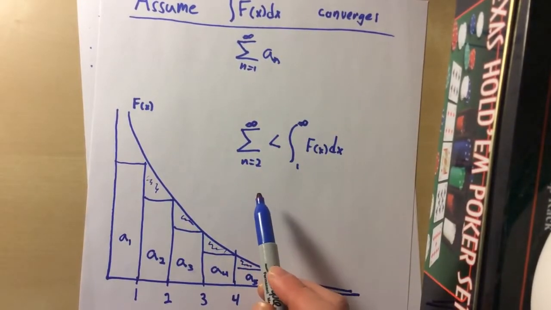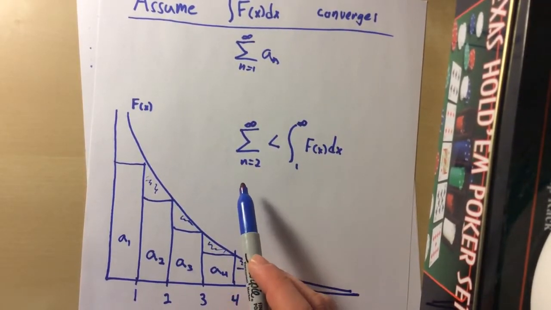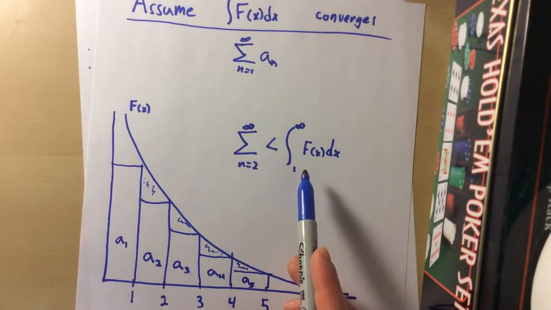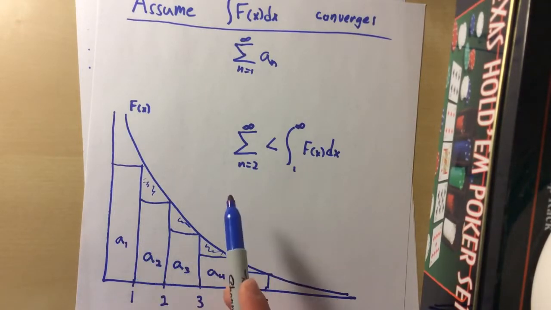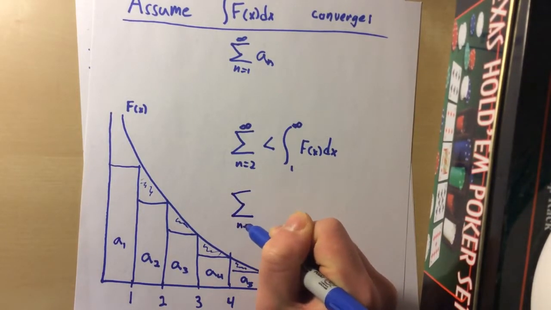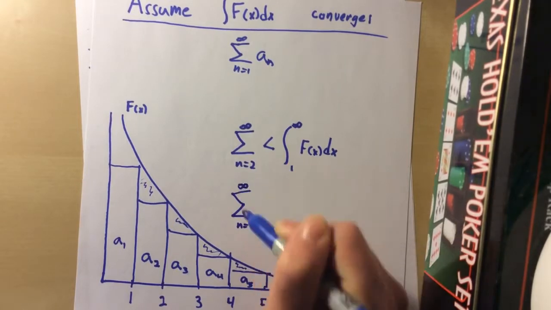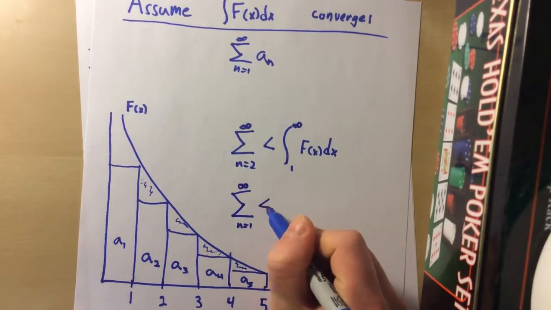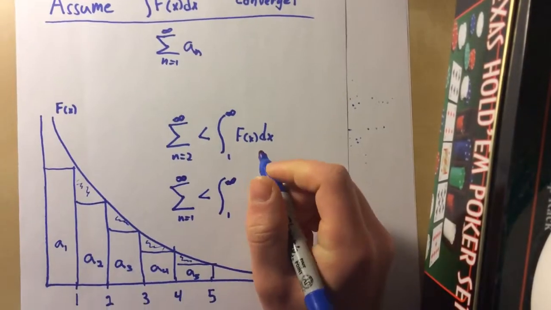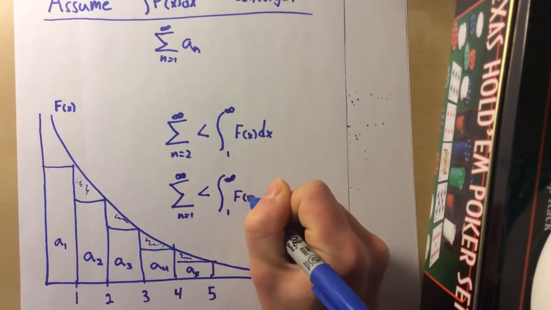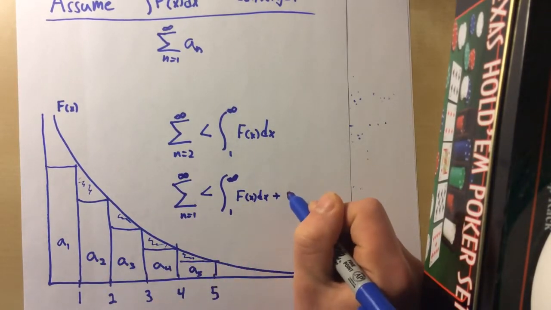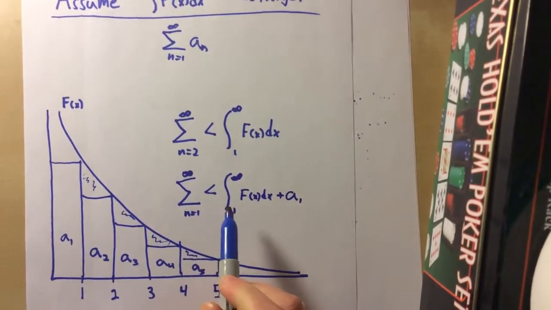But what this can tell us is also the error bound of our series. And basically what happens is, since this is true, we can go ahead and add a sub 1 to both sides. If we add a sub 1 to the left side, this is just going to start from n equals 1 to infinity. And that's going to be less than the integral from 1 to infinity of f of x dx. And we added the first term to each side, so that's just going to be plus a sub 1. And that's going to be the upper bound.